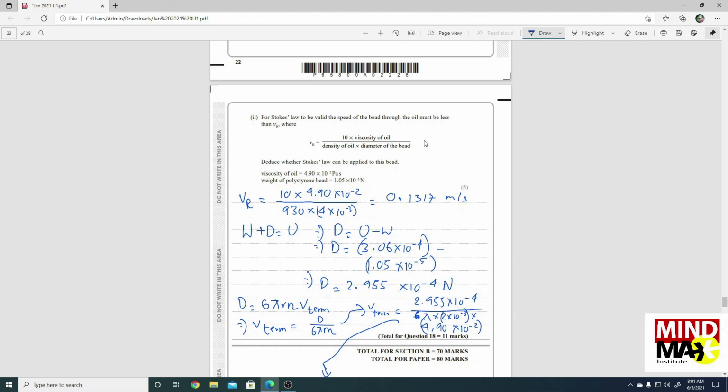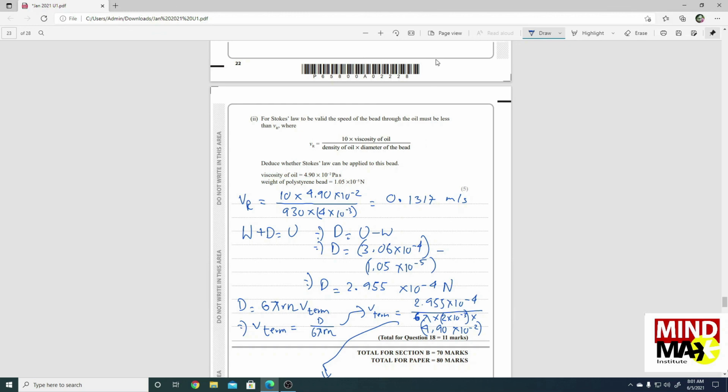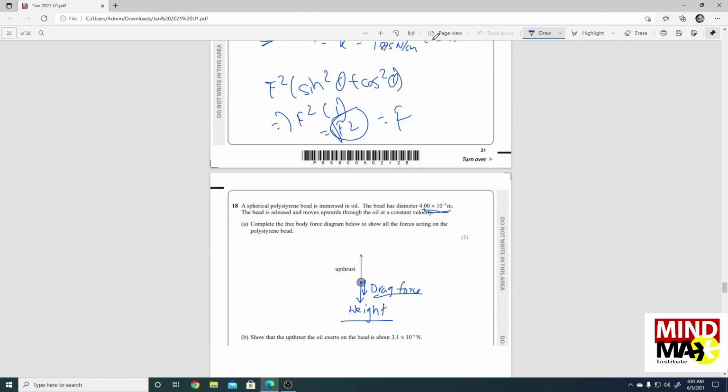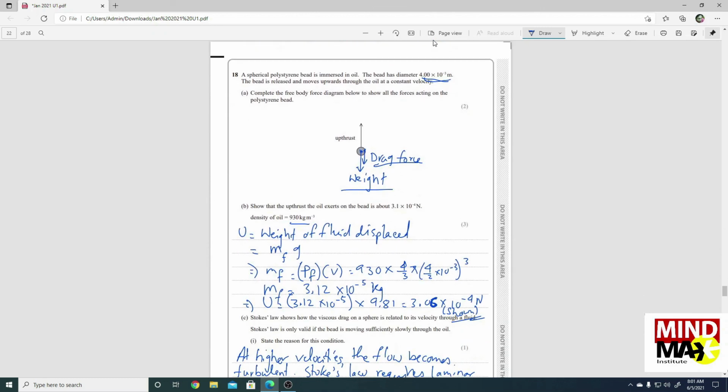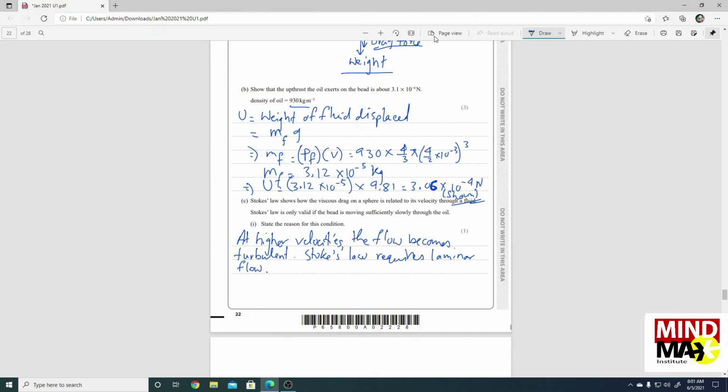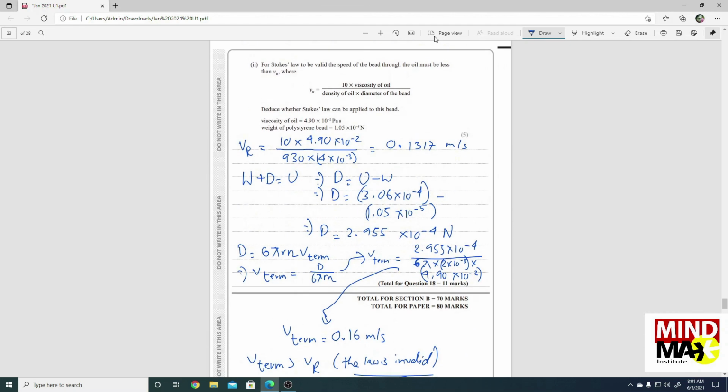So we first find the velocity of the bead. How do we do so? We make use of this equation. So what can we see here? The upthrust is the upward force, and the weight and the drag force are the downward forces, and these are equal. Why? Because they're telling us it's moving at a constant velocity, meaning what? Upward force is equal to downward forces. So upward force is upthrust and downward force is drag force plus weight. So it's U equals D plus W.